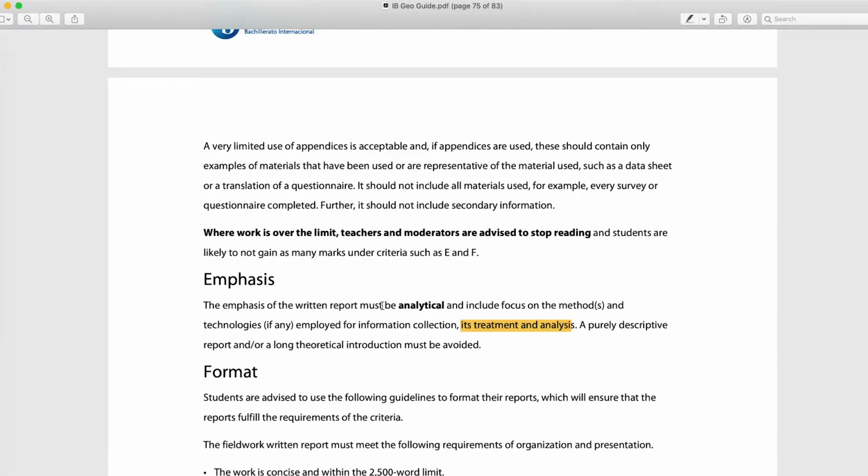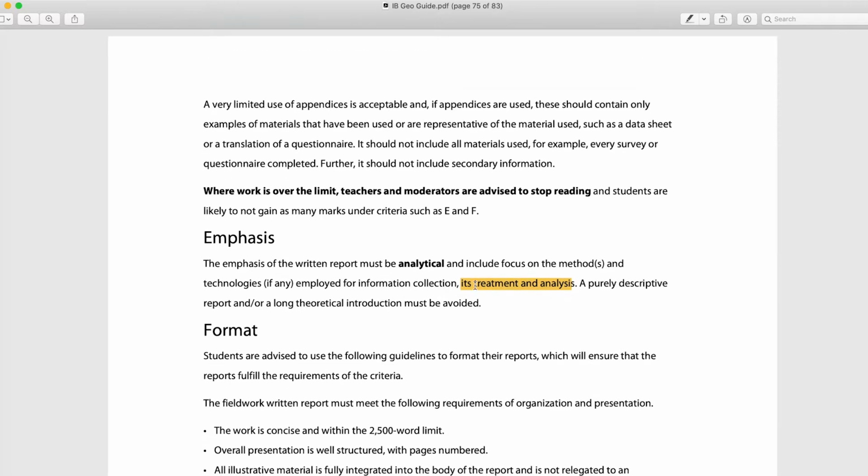And next, we're going to be talking about the emphasis that your work should be analytical. So it's all about how you treat and analyze your data. It's actually quite interesting how most of the IA is oriented around data analysis to some extent and how you treat your results rather than the theory itself. Of course, you want to show and demonstrate that you know the geographical theory back to front, like the back of your hand, but you definitely need to treat and analyze your data very carefully.